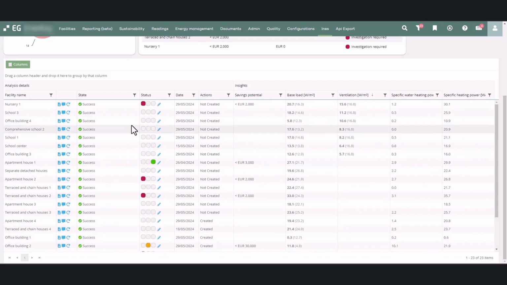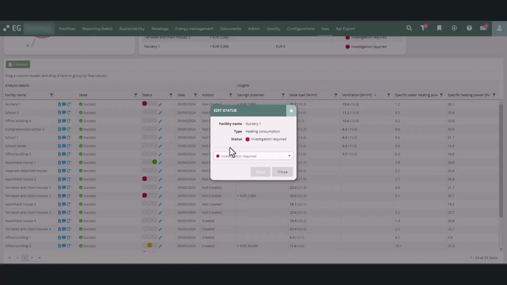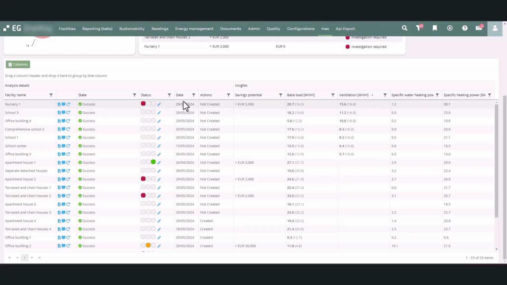The status column shows the status of the findings, which you can update using the pen icon. From the date column, you can see when the calculation was last updated. Actions column shows if an action has already been created from heating consumption analysis for the facility under inspection. Subsequent columns display the identified saving potential and results of the analysis.